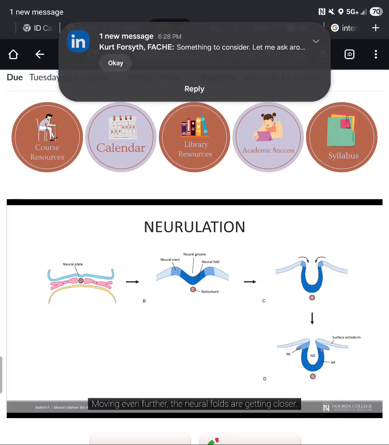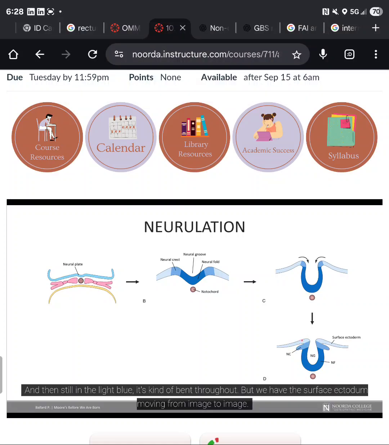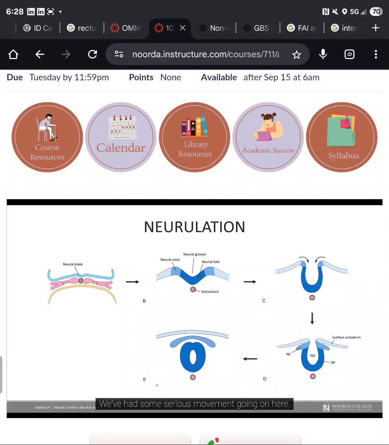Moving even further, the neural folds are getting closer. We still have a neural groove, and then the neural crest is kind of starting to bud out a little bit. And then still in the light blue, it's kind of been throughout, but we have the surface ectoderm. Moving from image D to image E, we've had some serious movement going on here.